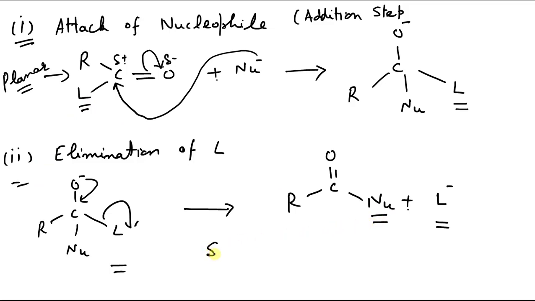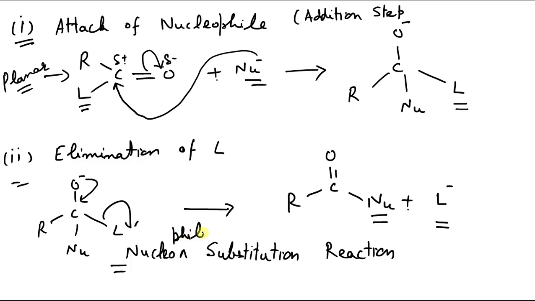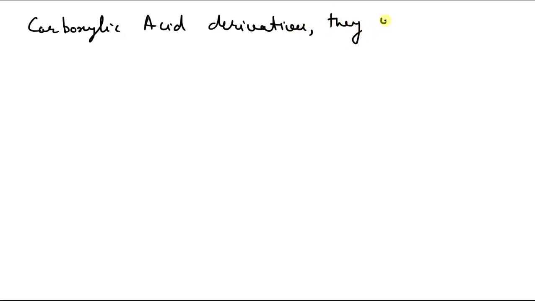So this is a substitution reaction, and this substitution has been initiated by the attack of a nucleophile, where one nucleophile has replaced another nucleophile, so we call it a nucleophilic substitution reaction. Overall, you have to remember that carboxylic acid derivatives undergo nucleophilic substitution reaction.